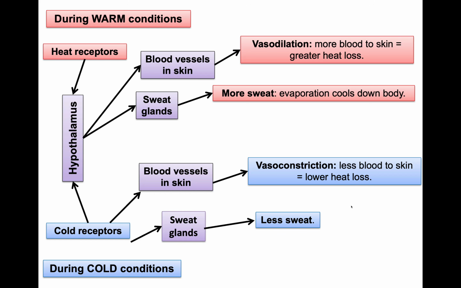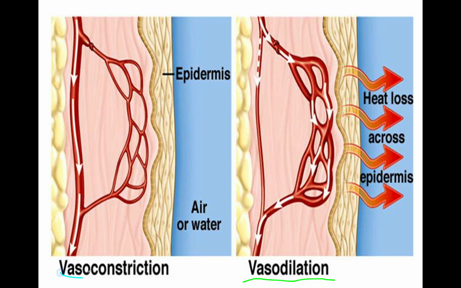Let's take a look at our diagram again. Looking at vasoconstriction now, what happens? The blood vessels become narrower, constricted. Therefore, less blood goes to the skin. Less heat is lost by the skin.